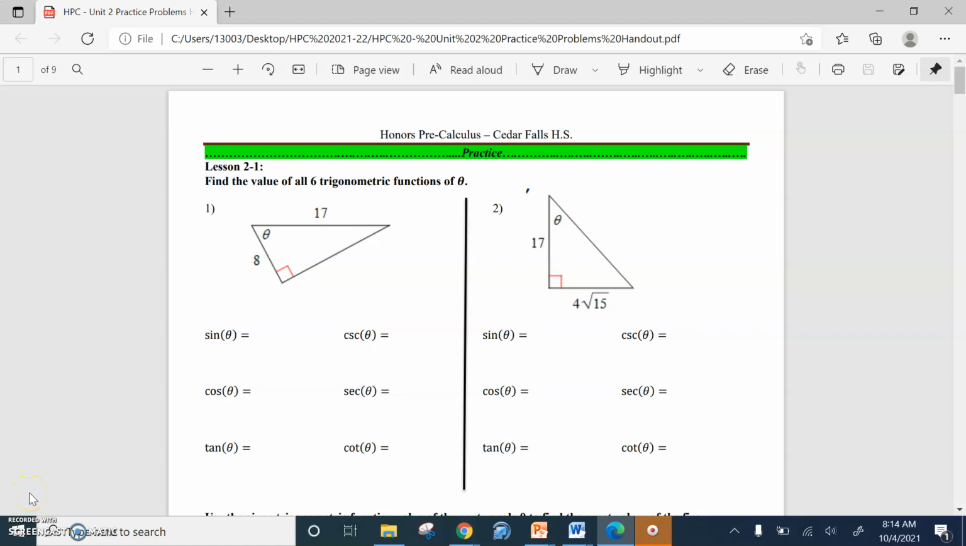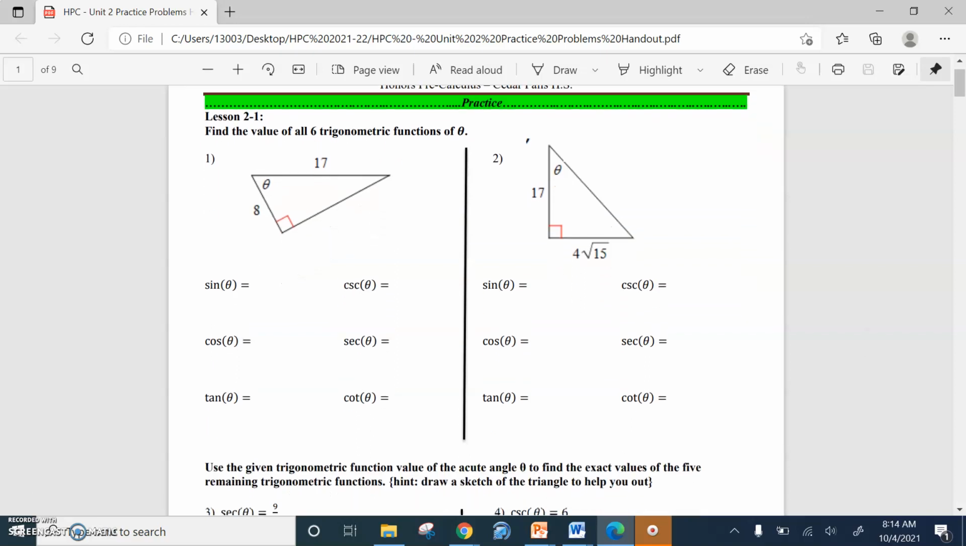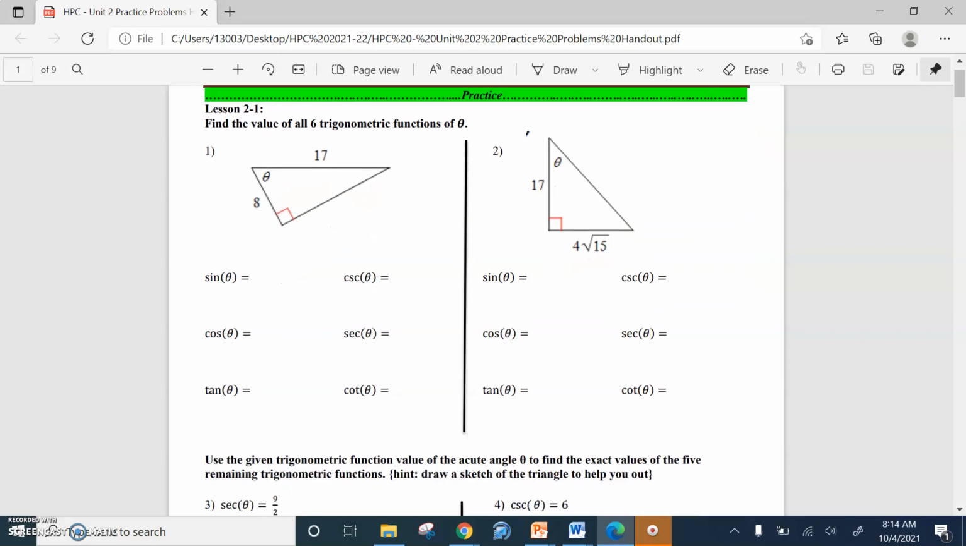All right, this is our first video in the practice problems of lesson 2-1, and let's just get started here. First thing they're having us do is just simply find the value of the 6 trig functions. Those 6 of them are already shown here. They've already listed them. All we need to do is make sure we have enough information on our triangle, and then second, we need to make sure we get the right ratios with the right labels.